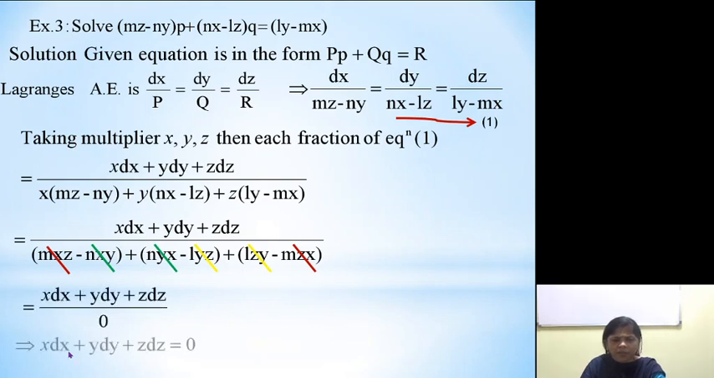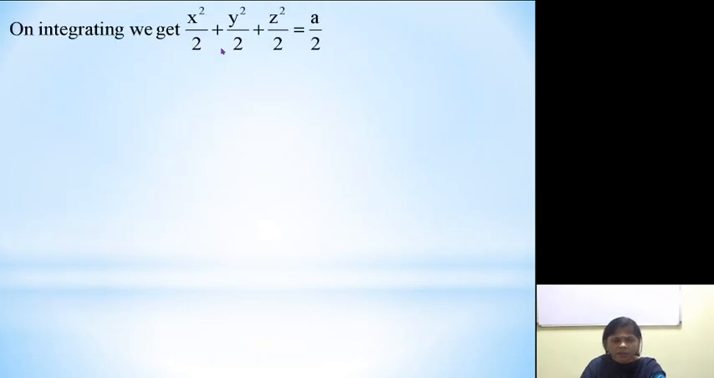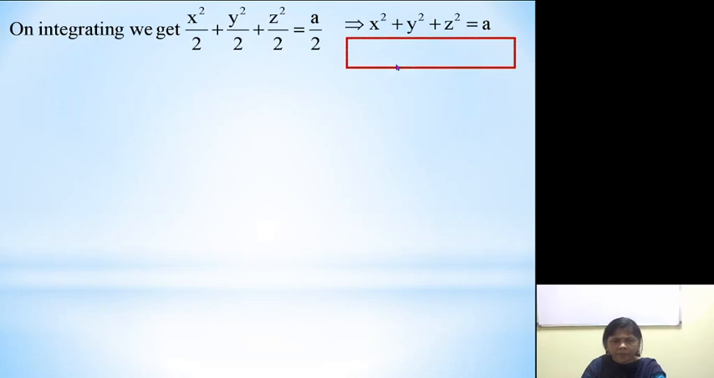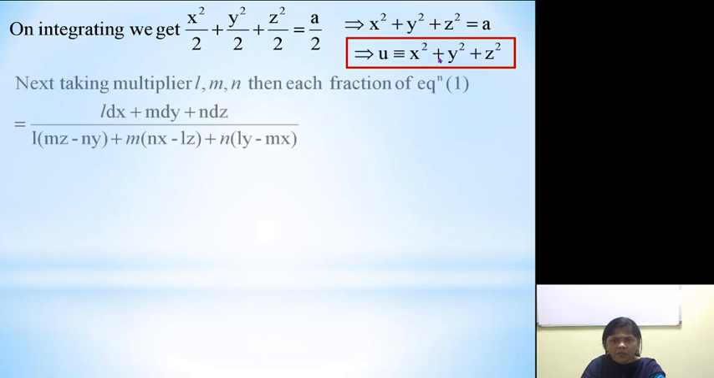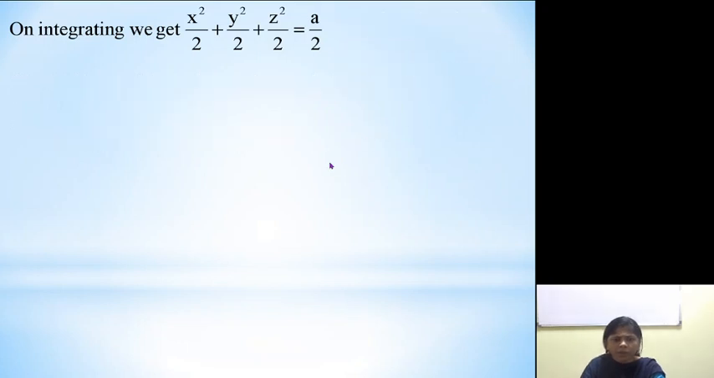So therefore x dx plus y dy plus z dz is equal to 0. Hence we get a desired solution after integrating. So that is u is equal to x square plus y square plus z square. Now again I need another solution.